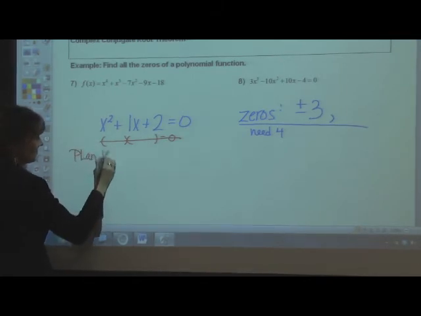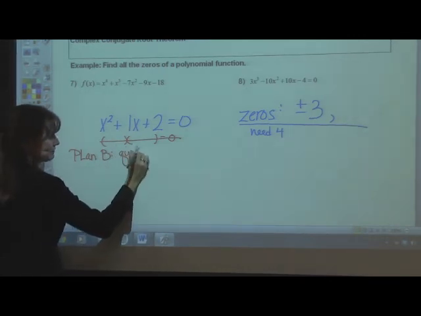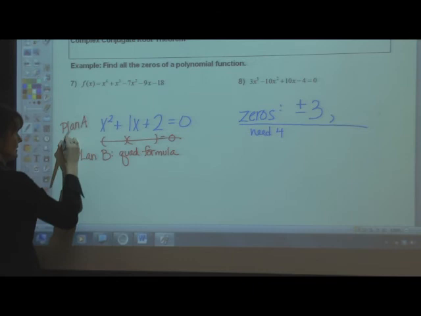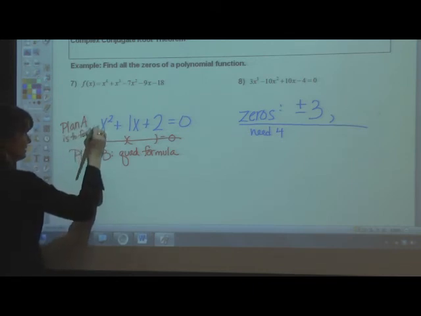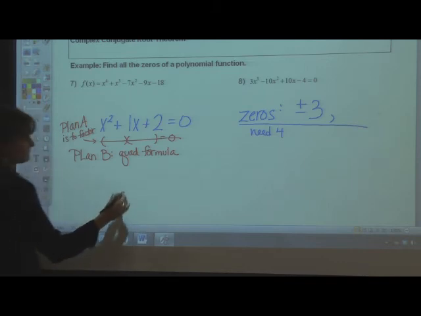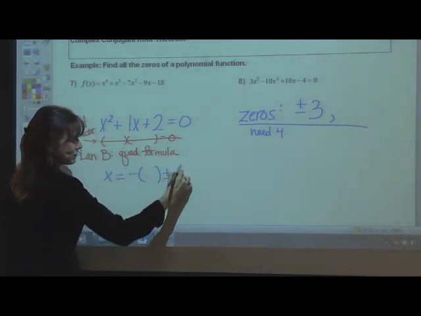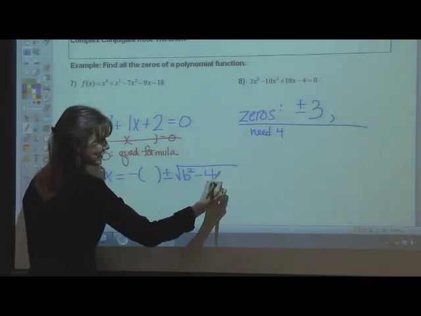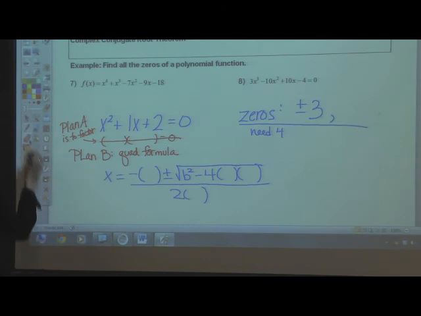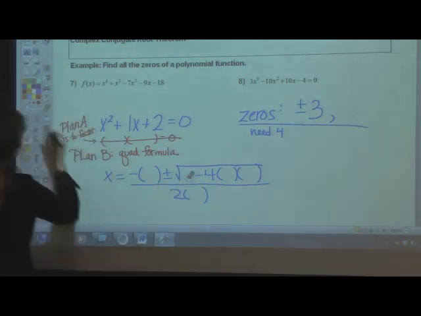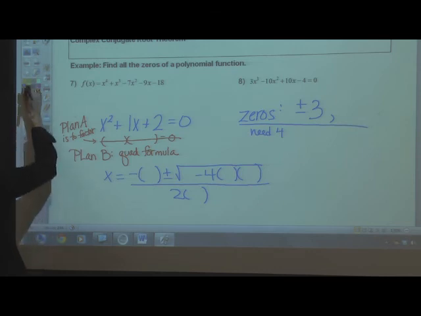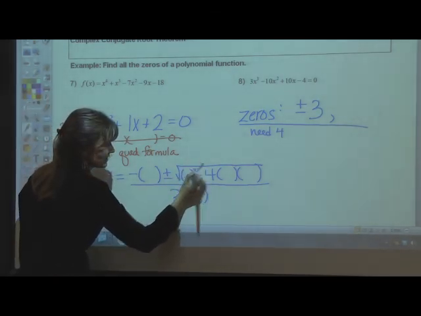So this is plan B, quad formula. Plan A is to factor. Okay, so the quad formula: x equals opposite of b plus or minus square root of b squared minus 4ac all over 2a. Now let me fix that a second, because you know how much I like my skeletons. So I'm going to make sure I put this in skeleton format.